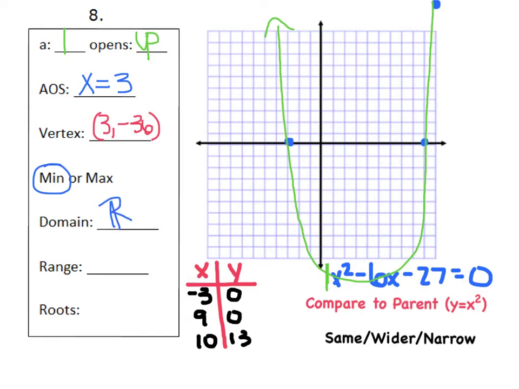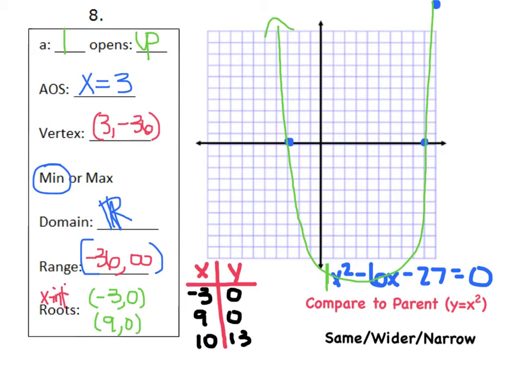The domain is all real numbers. My range has a low point because it's a minimum, and the lowest it goes is negative 36, and the highest it goes is to positive infinity. Bracket on the negative 36, parenthesis on the infinity. Roots is another word for x-intercept, so don't get confused. And it has two x-intercepts, and those answers are negative 3, 0, and positive 9, 0.